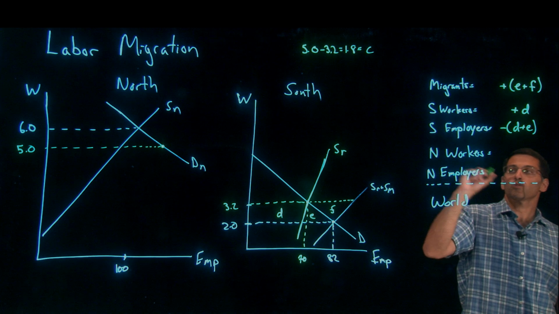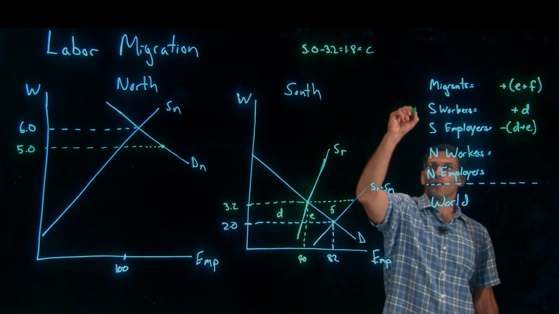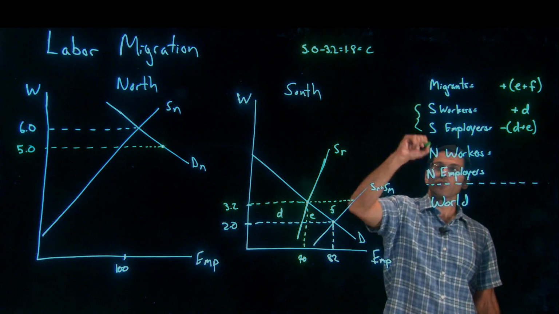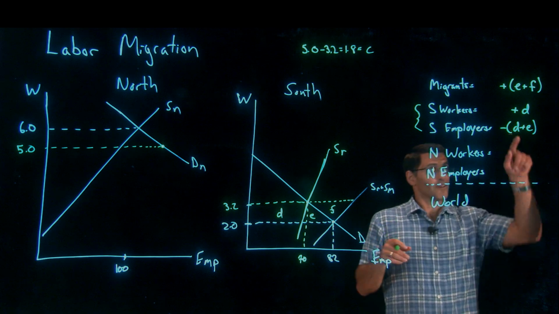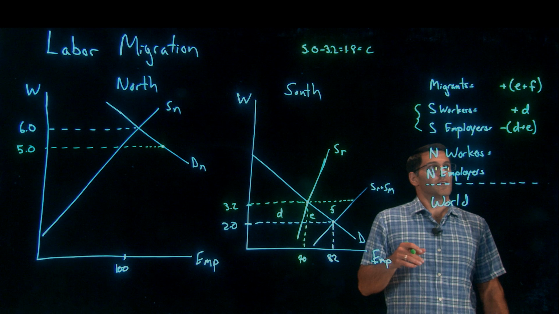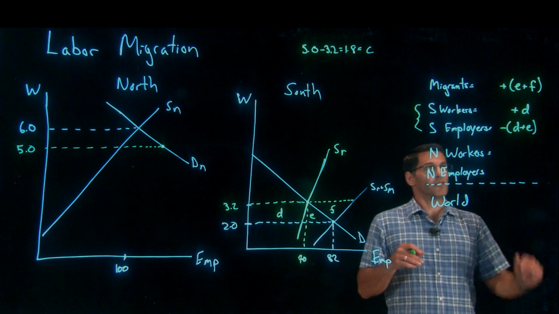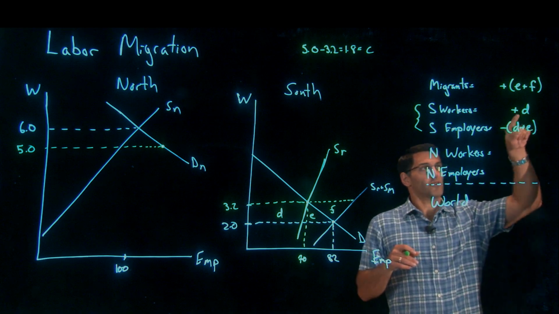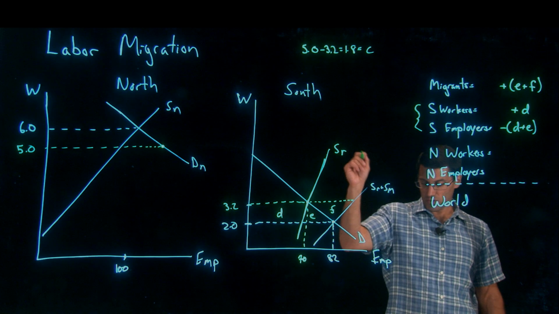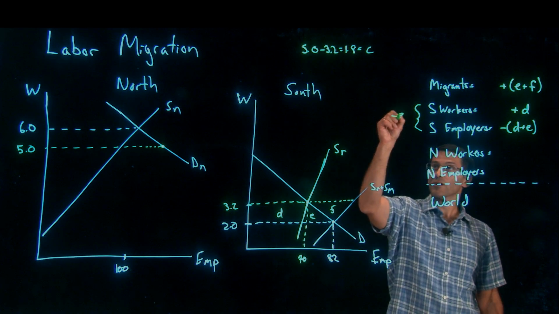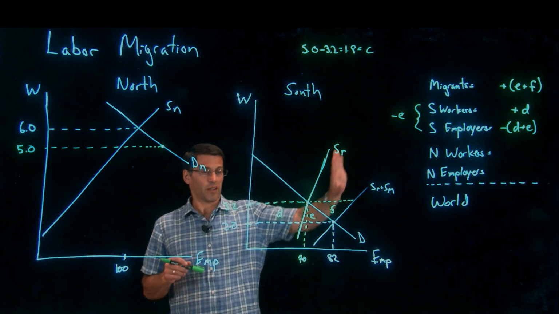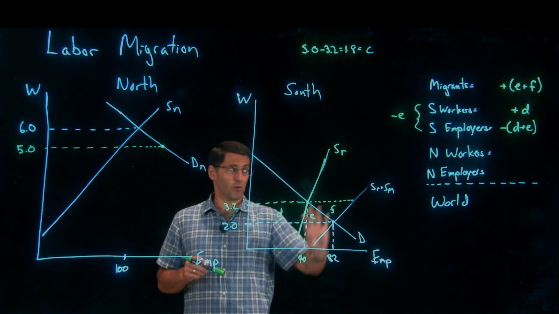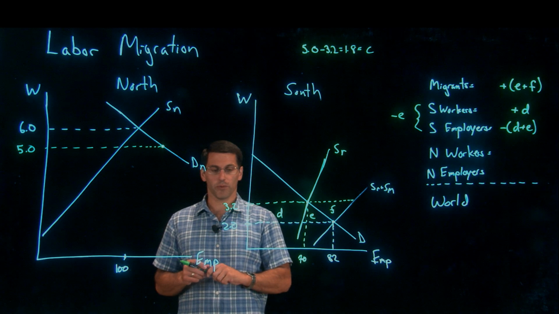Right. So if you think about the South, or at least those who are remaining in the South, there's a net change here. Right? The workers gain D, but the employers lose D and E, so their net loss here is E. And again, that's taking the migrants and not counting them in the South anymore because they're no longer there. We're going to count them as their own separate group.